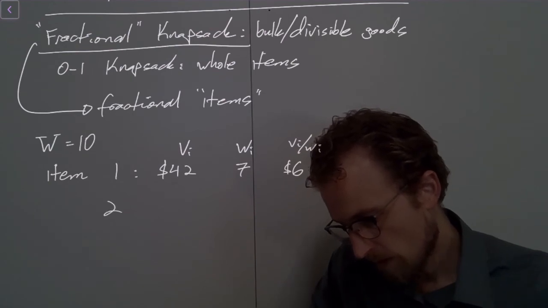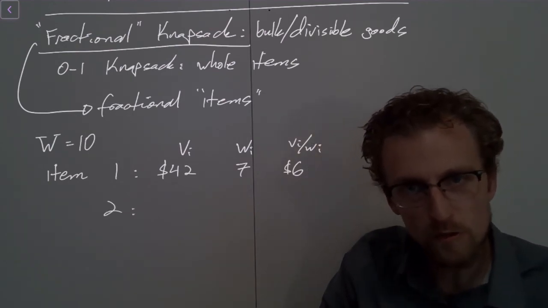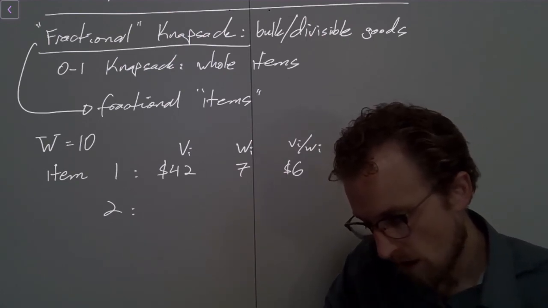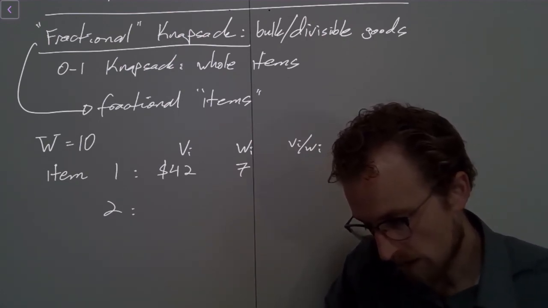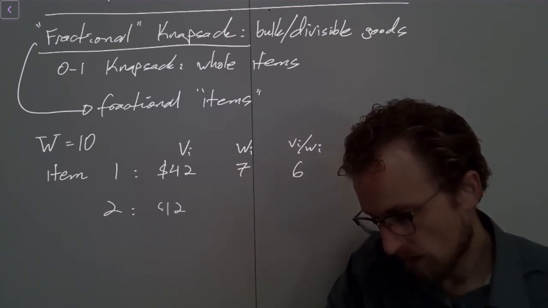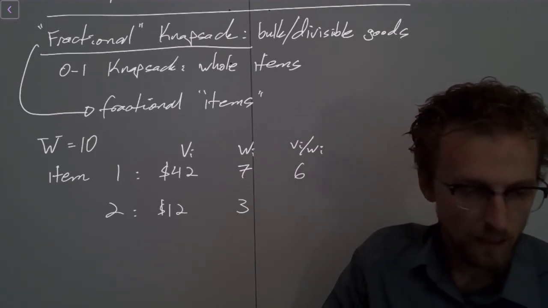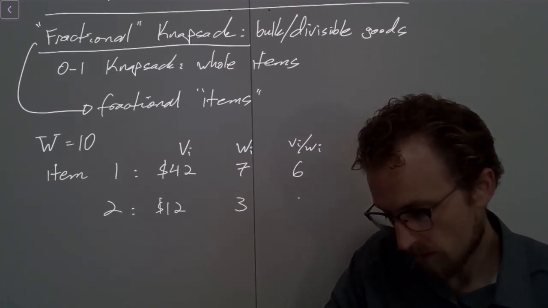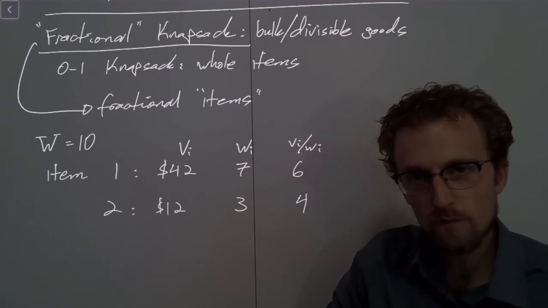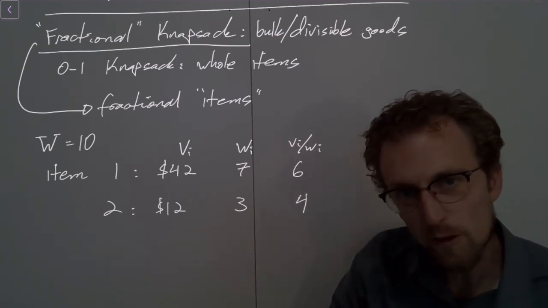So item 2, and these values and weights are the same as from the previous problem, but now I'm also going to include this third column of the value per weight. All right, so the second item is $12 for all of it. There's 3 pounds of it, and its value per weight is 4. So 12 divided by 3 is 4. So notice these 6 and 4 numbers aren't arbitrary. This is the value divided by the weight.